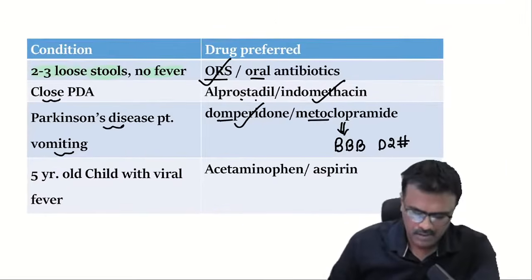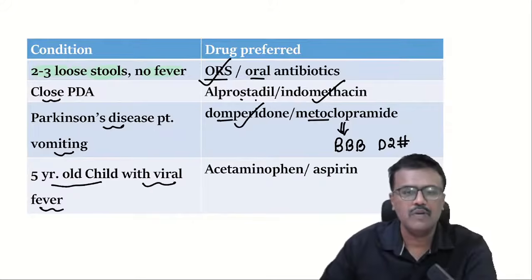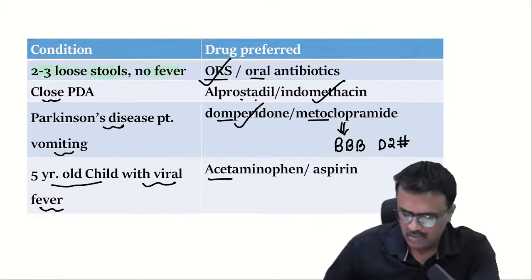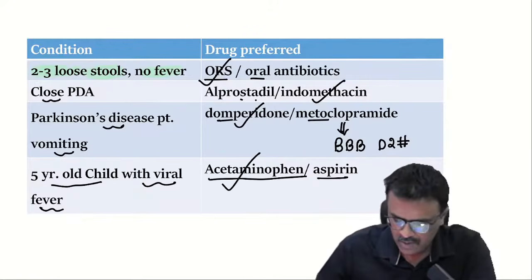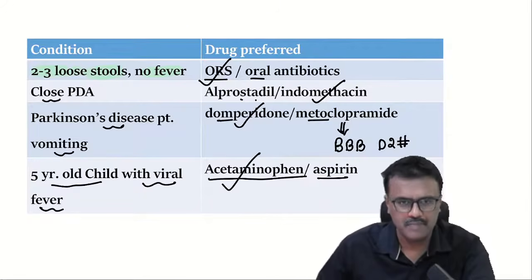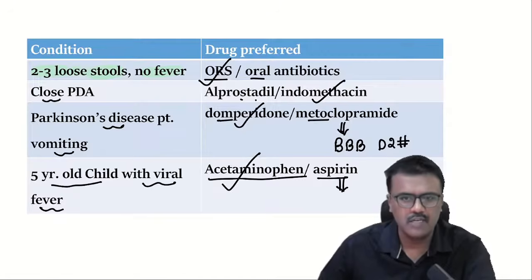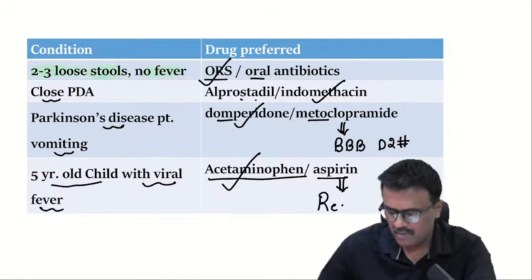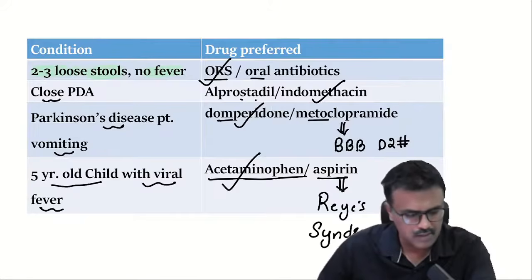Next, a 5-year-old child has viral fever. So a child comes to you, it has viral fever and you have to reduce the fever. Will you give paracetamol or aspirin? So remember to give acetaminophen. Never give aspirin because if you give aspirin in a less than 12-year-old child with viral fever, it can lead to a problem called Reye's syndrome. Patient may develop Reye's syndrome.